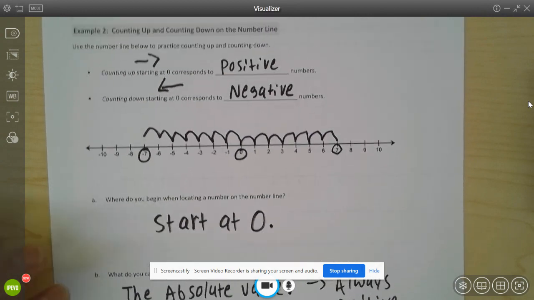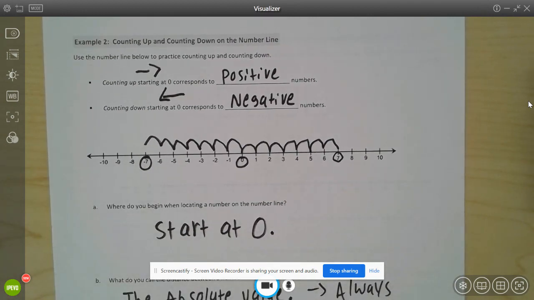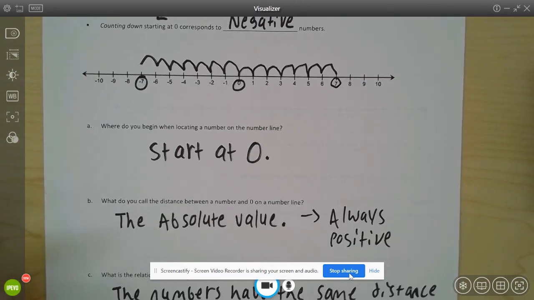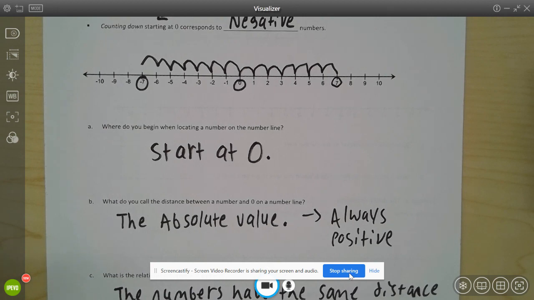Wonderful. This is just a quick intro into positive and negative numbers and using the number line. On our next video, we'll get into adding and finding sums of multiple integers.